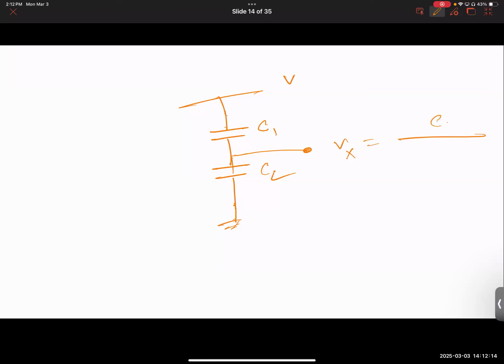Let's talk about this. Imagine you have two capacitors in series, C1 and C2, and you apply a voltage. You have seen the resistance division rule before. When you have two resistors and you apply a voltage, you know how much voltage each of them will get. Similarly, we could use this argument for capacitive division, but it's a little bit opposite to what resistors do. This is what you get: C1 over C1 plus C2 times V.